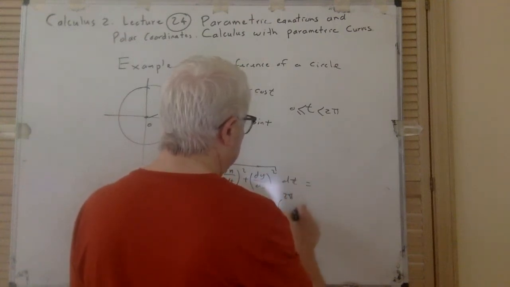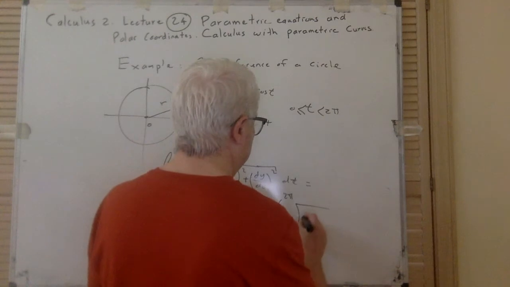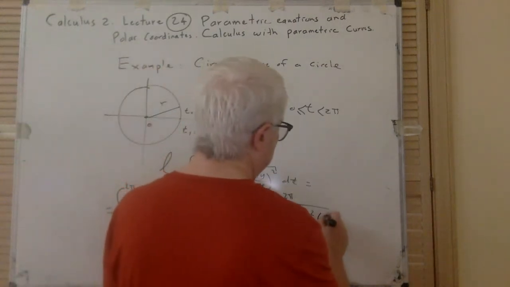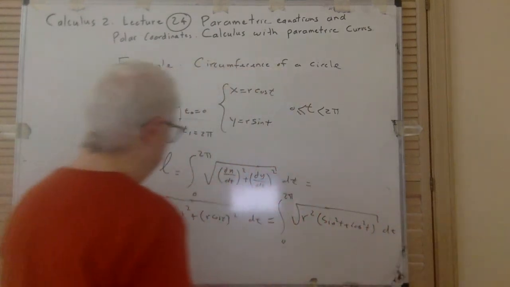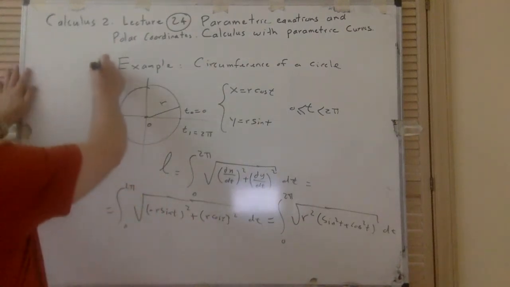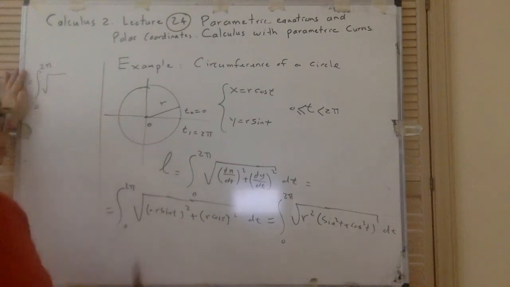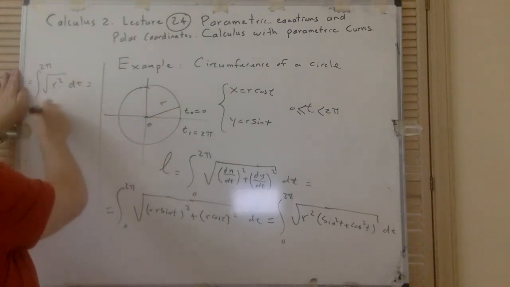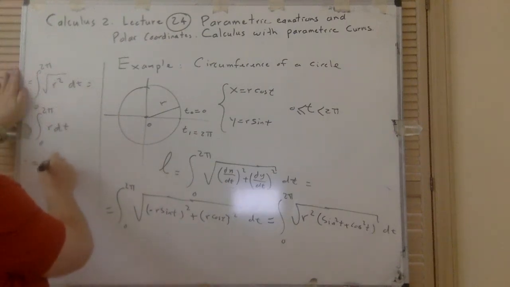So this is the integral from 0 to 2 pi of the square root. I have r squared comes out, right? And I have sine squared t plus cosine squared t, and outside is dt. Cosine squared plus sine squared is 1, so I have r squared here. So that integral is 0 to 2 pi of r dt. r is a positive number, and that gives me r t from 0 to 2 pi. So that is 2 pi r.